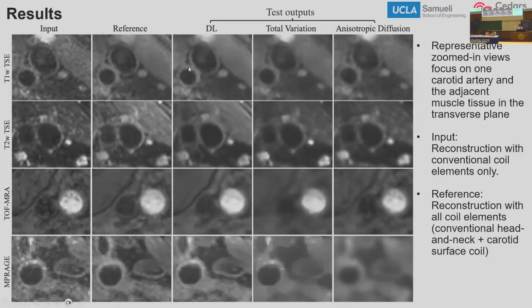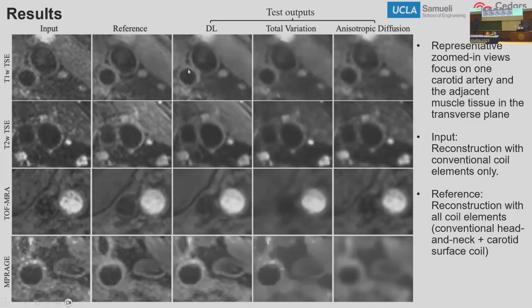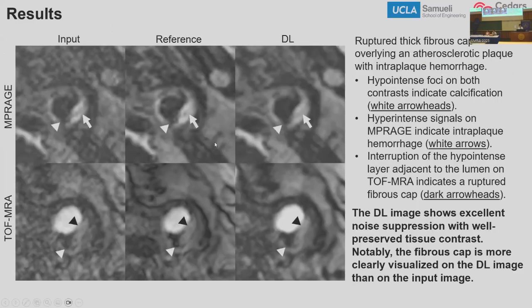And this is some sample images to show the input, reference, and different methods. The deep learning method is our proposed method, and the TV and anisotropic diffusion methods are conventional, not deep learning-based denoising methods. As you can see, the proposed method performs quite well in denoising while preserving the image sharpness much better than the conventional methods.